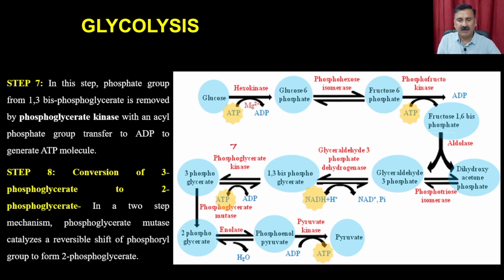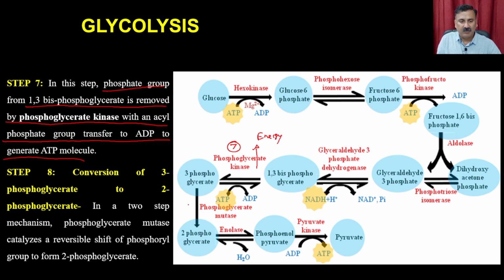So step number 7 and 8: in this step, the phosphate group of 1,3-bisphosphoglycerate is removed by phosphoglycerate kinase, with an acyl group transfer to ADP to form ATP. So here also you are going to produce energy again.